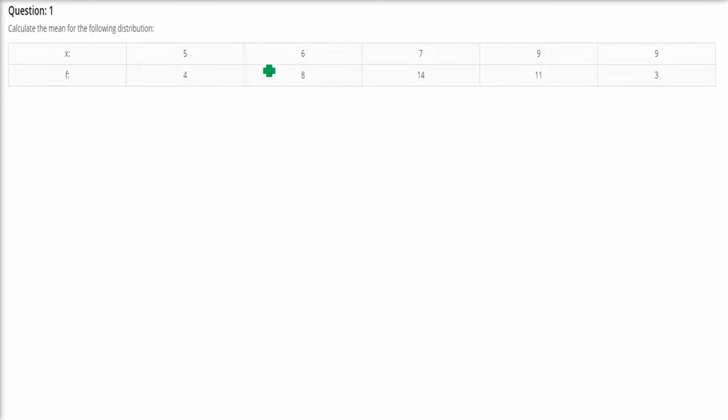Questions are like this only, where we have to find the mean of this distribution. So mean, if we have say a few numbers, we just add them and divide by the number of observations or number of elements. This is what we do.